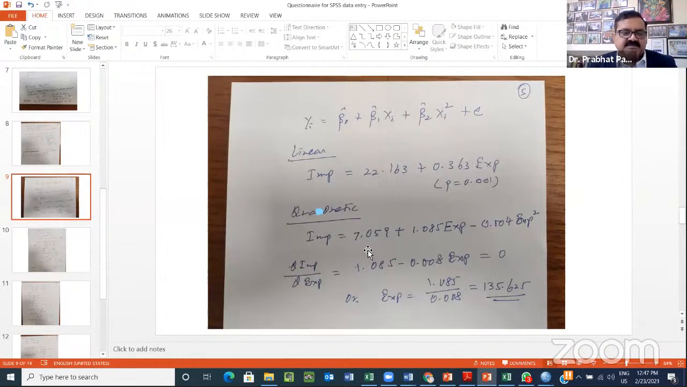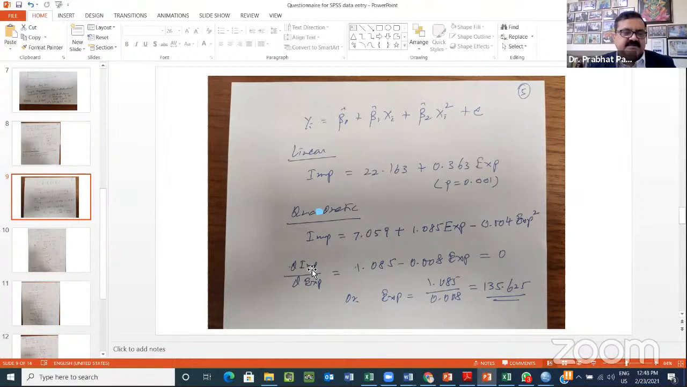Quadratic is impression is equal to 7.059 plus 1.085 expenditure minus 0.004 expenditure square. So this is your quadratic equation, right?